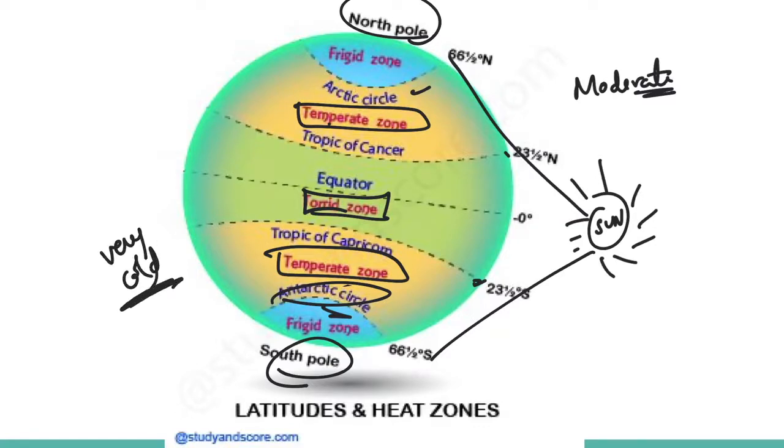And it is because here the sun does not rise much above the horizon, and therefore its rays are always slanting and they provide very little heat, and therefore this zone is called the frigid zone, which is very cool.